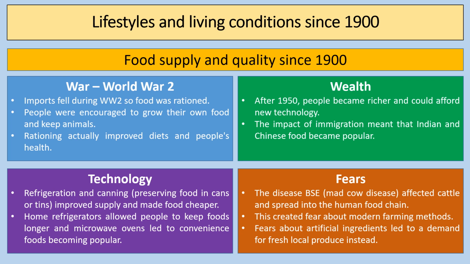The disease BSE, mad cow disease, affected cattle and spread into the human food chain in the 1990s. That created fear about modern farming methods, and fears about artificial ingredients led to a demand for fresh local produce and organic food as well.